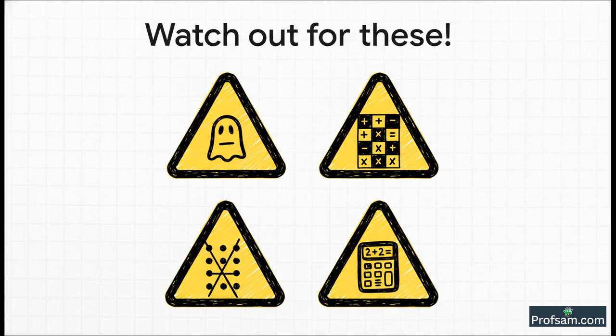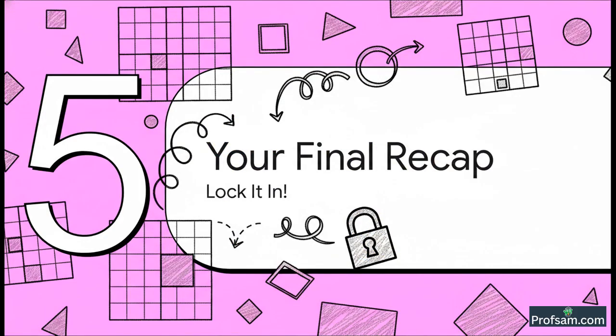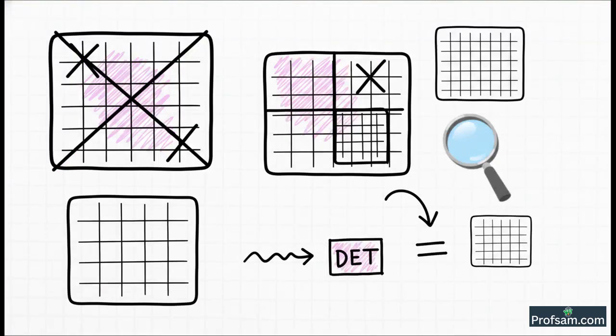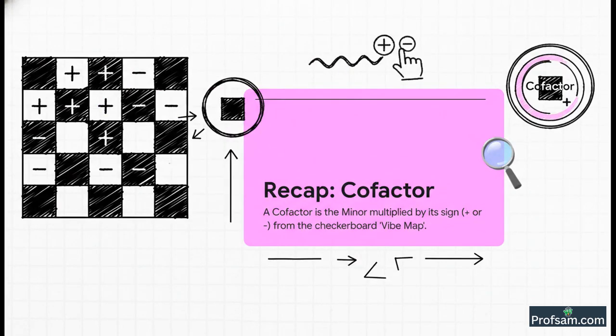Just double-check your multiplication. Okay, we have covered a lot, but you're doing great. Let's just do a super fast final recap to lock all these ideas into your brain for good. First up, the minor. What is it? Simple. You pick an element, you delete its row and column, and you find the determinant of the small matrix that's left over. And what about a cofactor? Well, that's just the minor you just found, but you multiply it by the correct sign, the plus or minus, that comes from its position on our vibe map. The minor is the value. The cofactor is the value with its positional power.